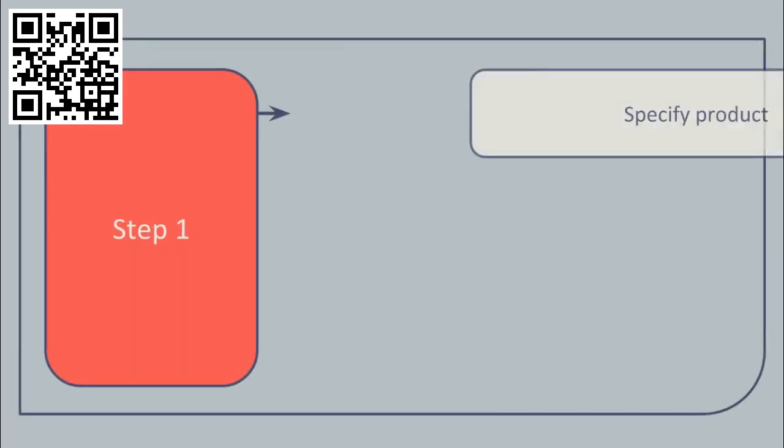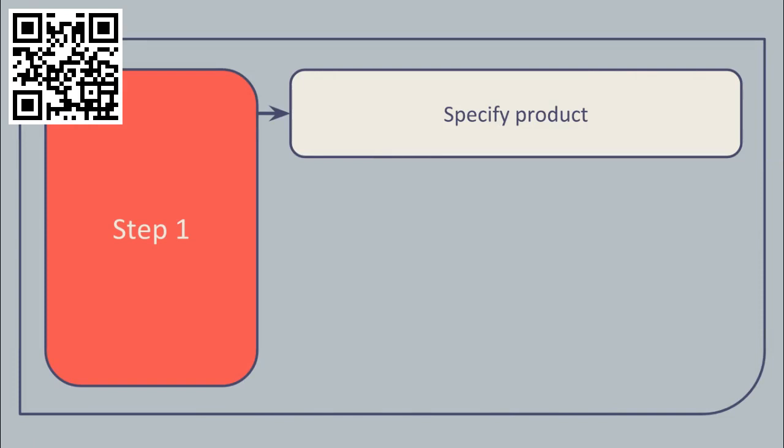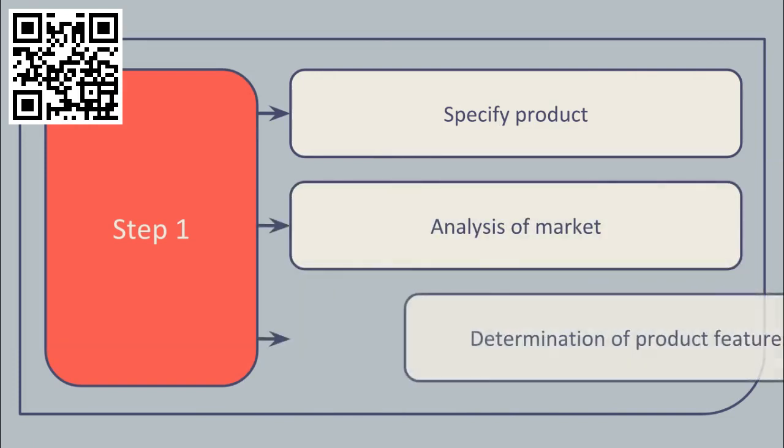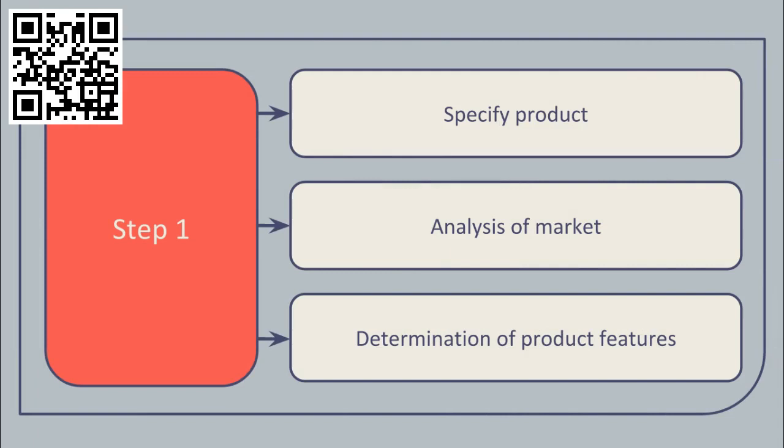In a manufacturing company, target costing applies to a particular product. So we begin in step 1 by specifying a product that the company wishes to sell. This will involve an analysis of the market and a determination of what product features are of interest to customers.